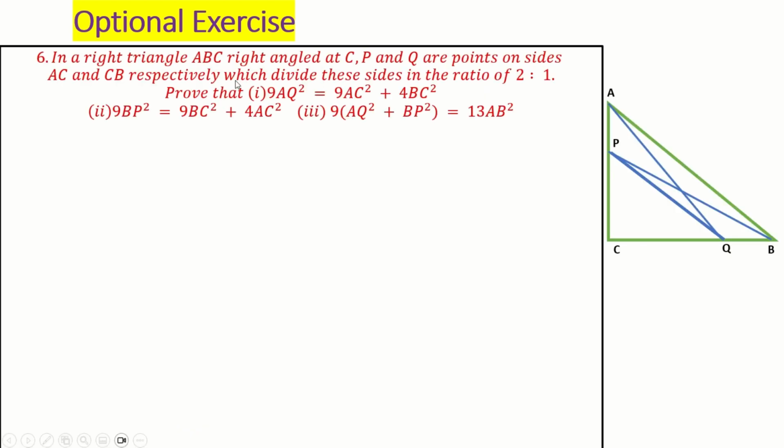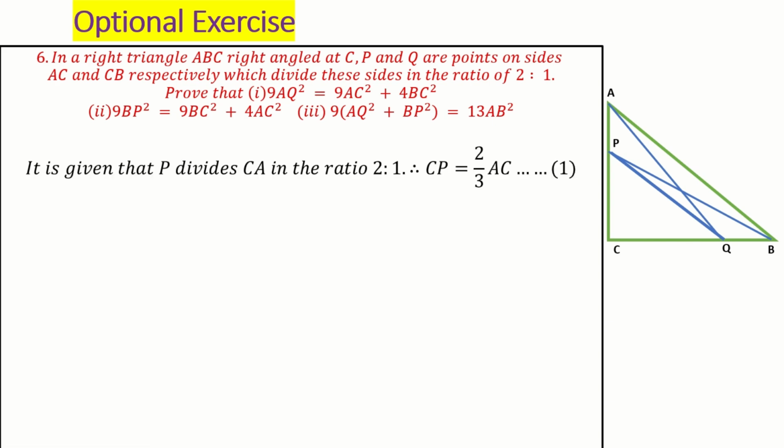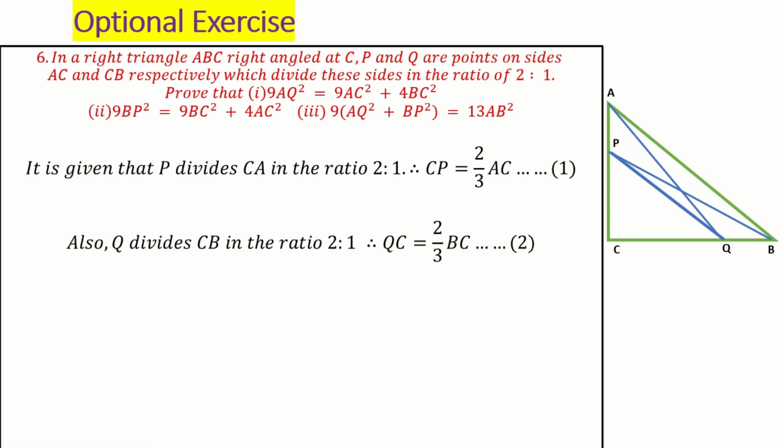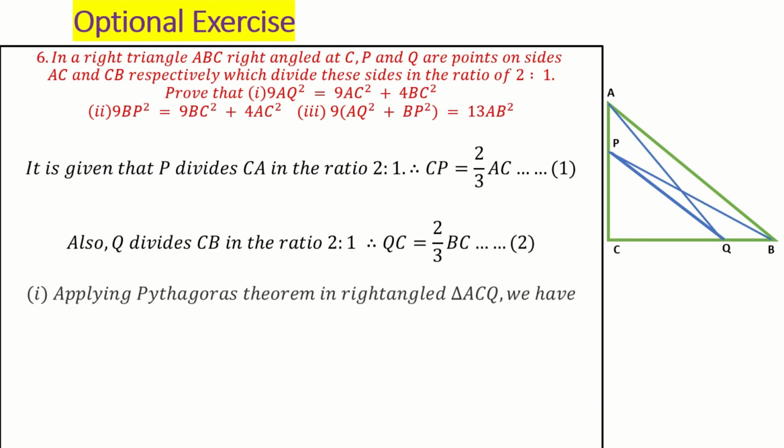In a right angle triangle ABC, right angled at C, P and Q are points on sides AC and BC respectively, which divide these in the 2:1 ratio. Prove these things. We can clearly see right angle triangles here, so it's very easy to prove actually. The first thing is CP is equal to 2/3 of AC, which you note down because it is given that P is dividing it into a 2:1 ratio. Similarly, Q. So QC equals 2 by 3 BC.